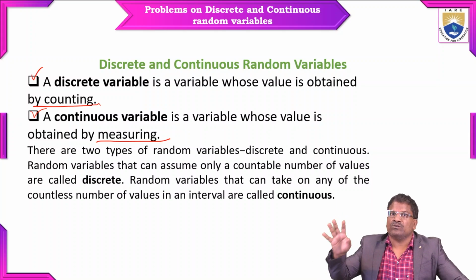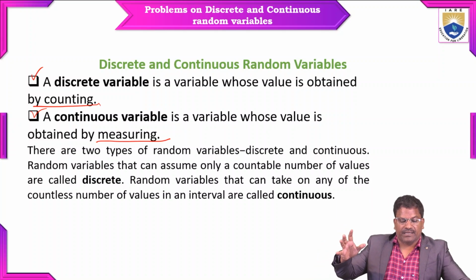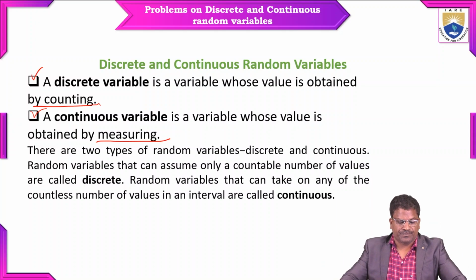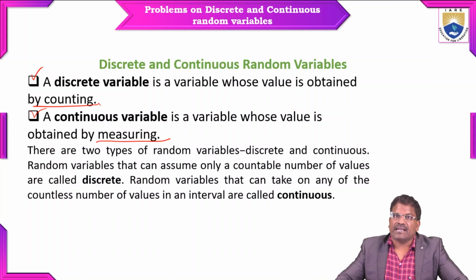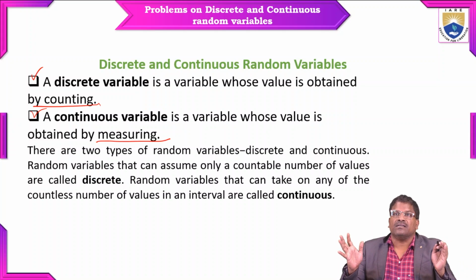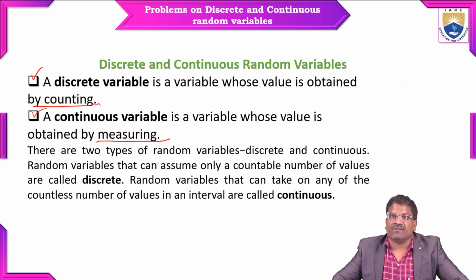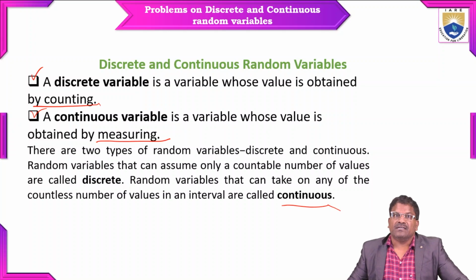So there are two types of random variables, discrete and continuous. Random variables that can assume only a countable number of values are called discrete. Random variables that can take on any of the countless number of values in an interval are called continuous. That is the main difference between a discrete random variable and a continuous random variable.